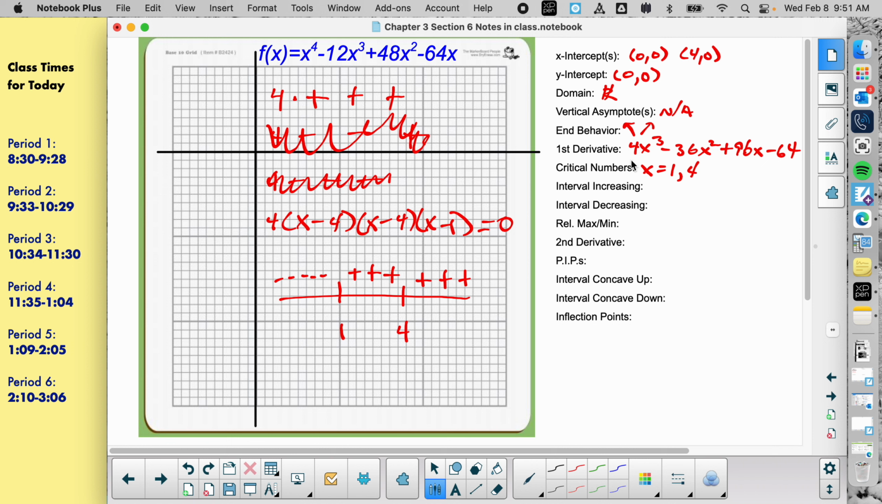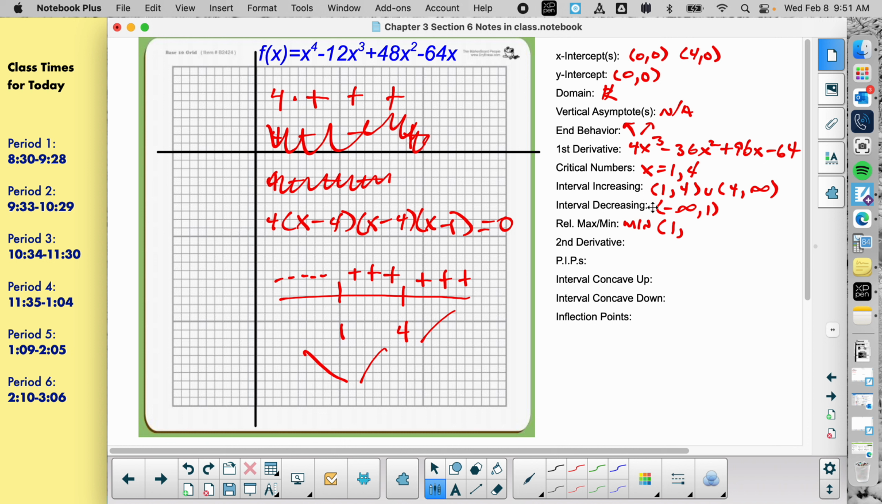Okay, so interval of increasing is from 1 to 4 and 4 to infinity. Interval decreasing is negative infinity to 1. And I'm going to have a relative min at x equals 1. So I'm going to write it as a point because we're trying to make a graph.